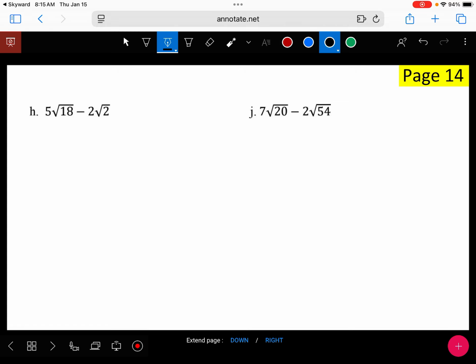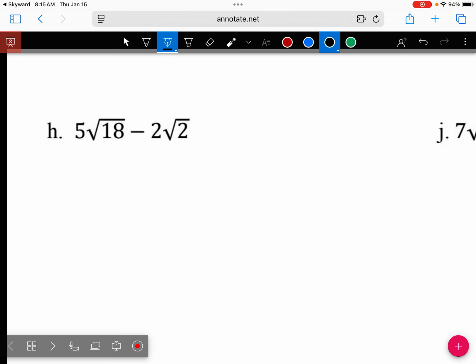So we're on H, right? Is that the letter we're on? H? Okay. So we have 1 term. This right here is not simplified. So we need to build a cake with the 18. Go ahead and build your cake with 18.